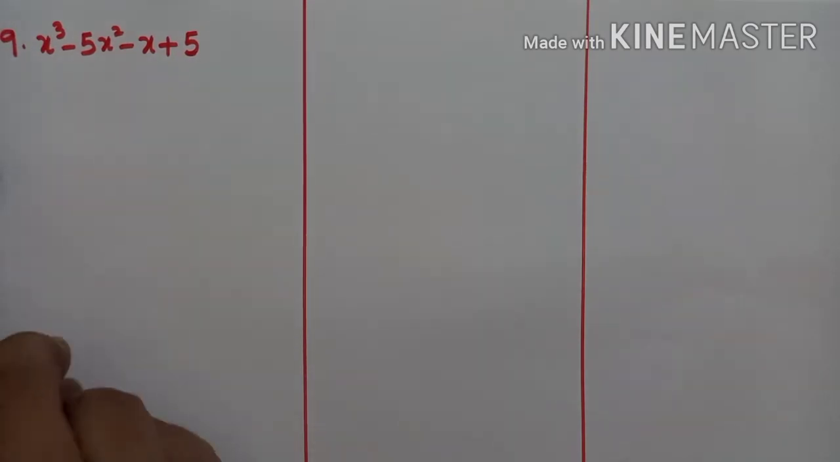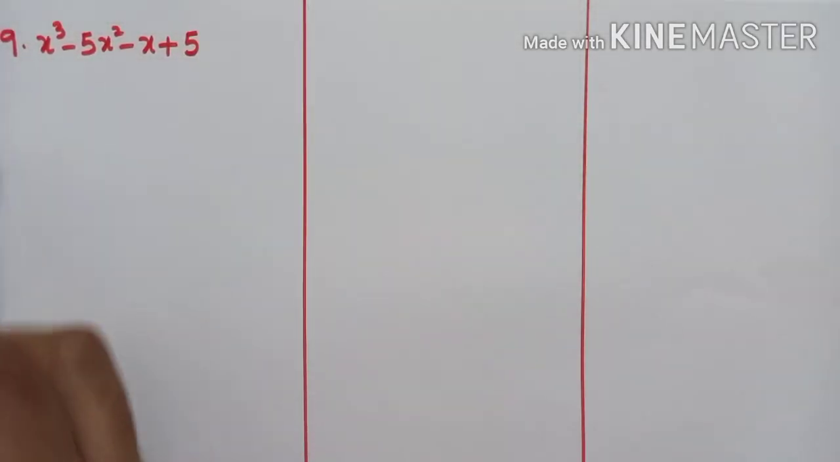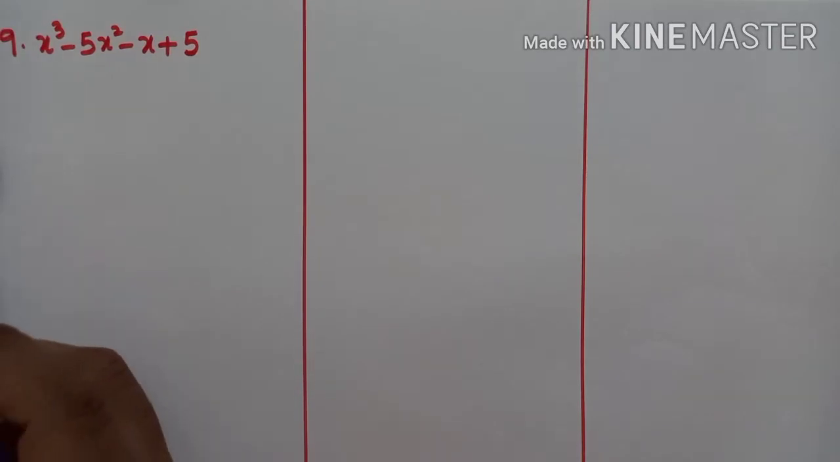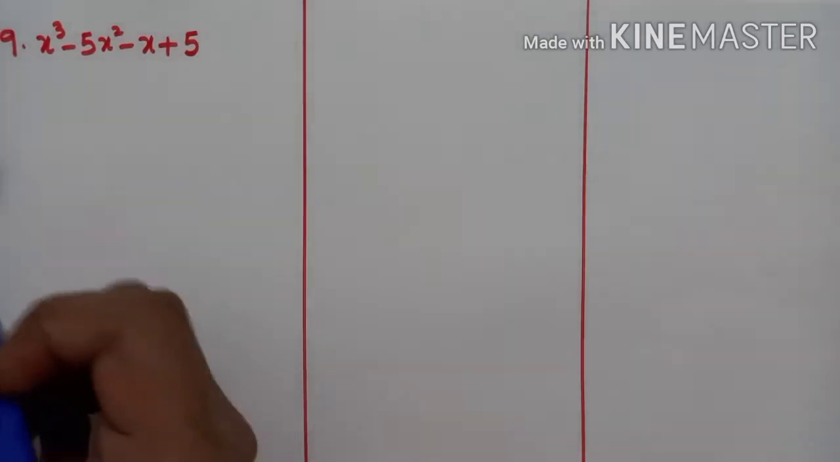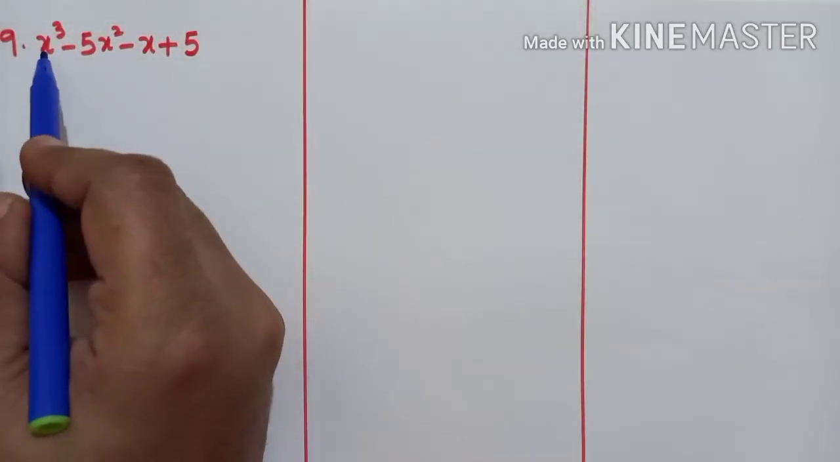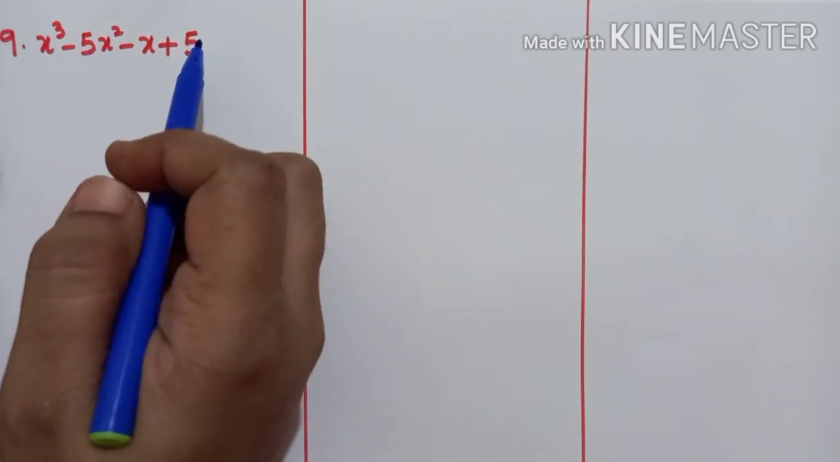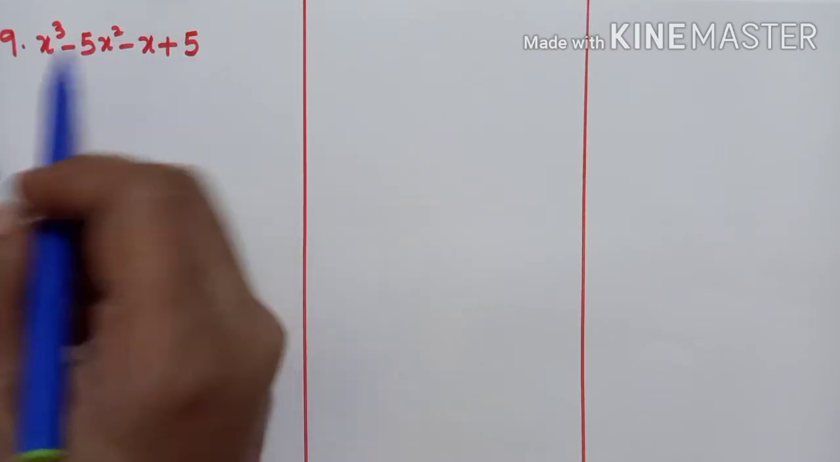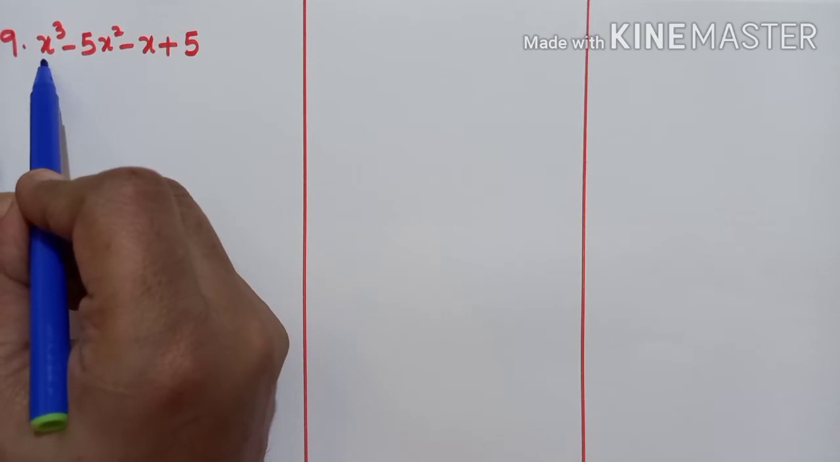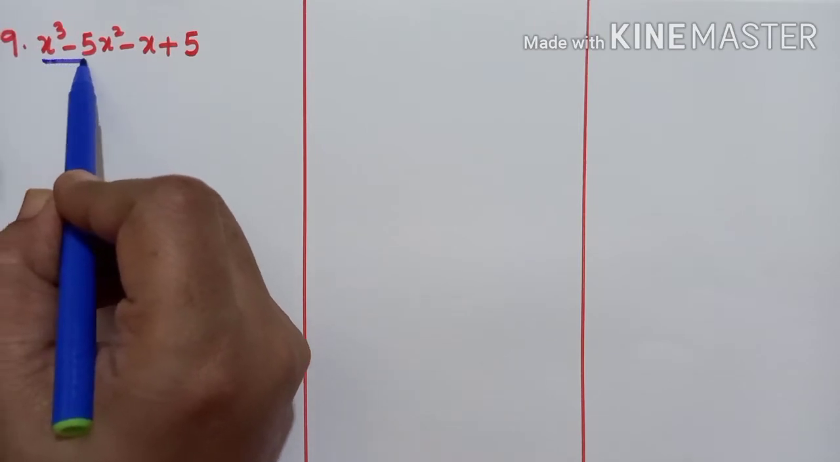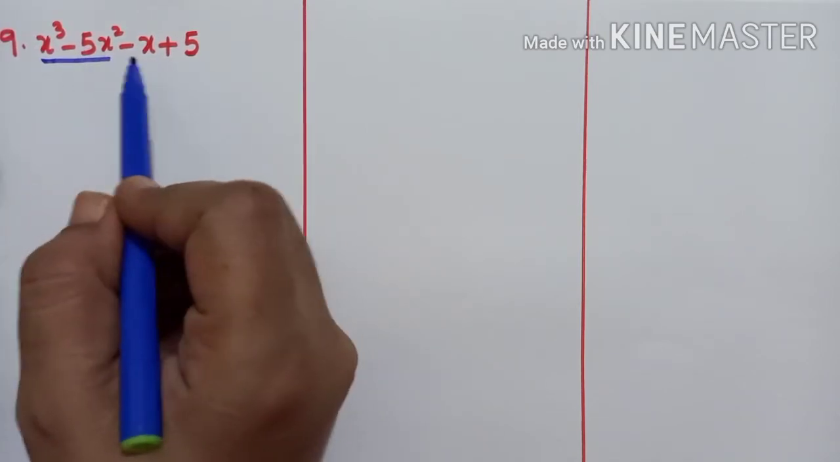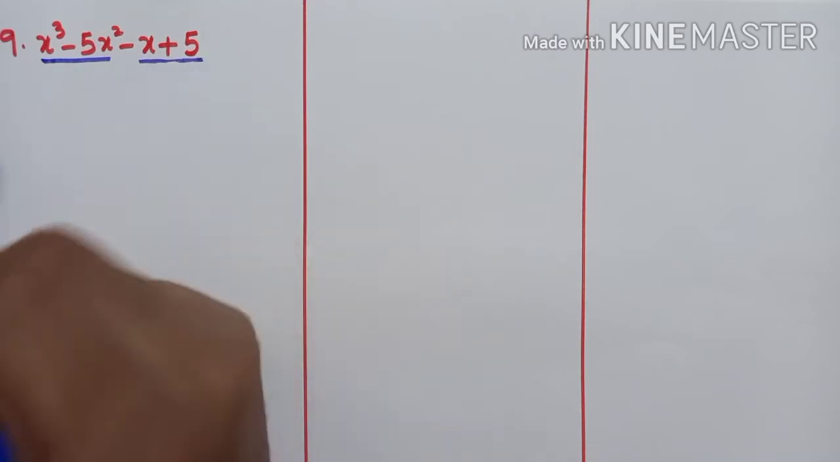Now the next problem is the ninth one, x cube minus 5 x square minus x plus 5. Okay, so here what can you take common? You can see 4 terms are given. In this expression 4 terms are there. So here you have already factorized like this, no? So from these two terms, one thing common you can take, and from these you can take one thing common.